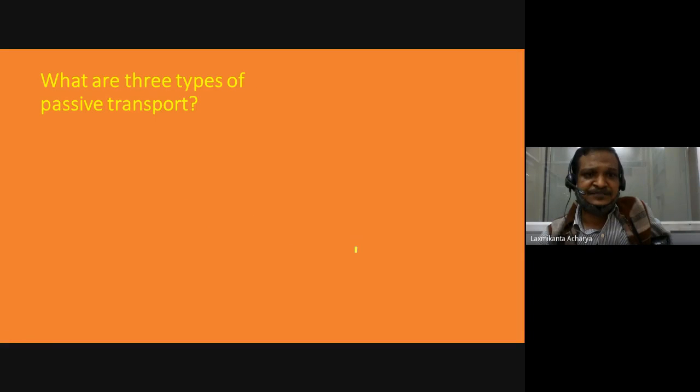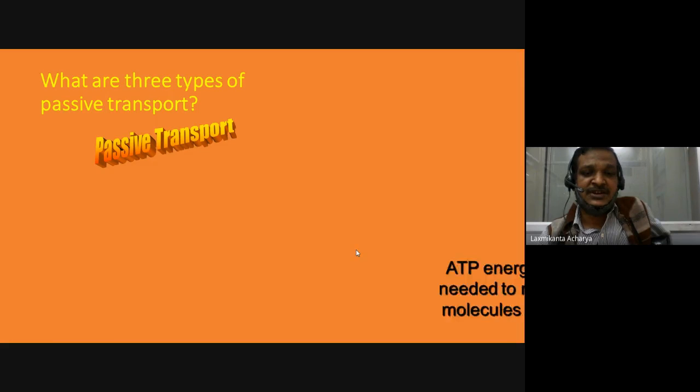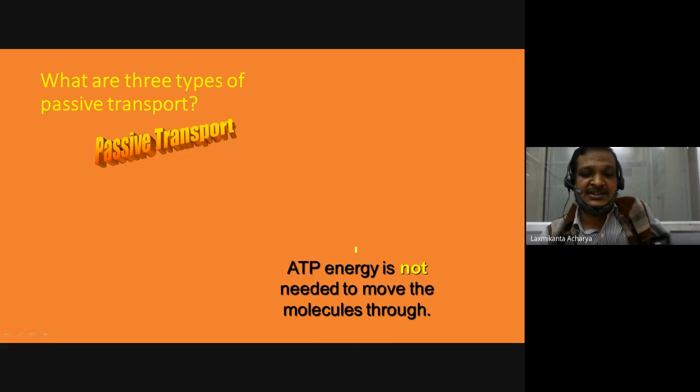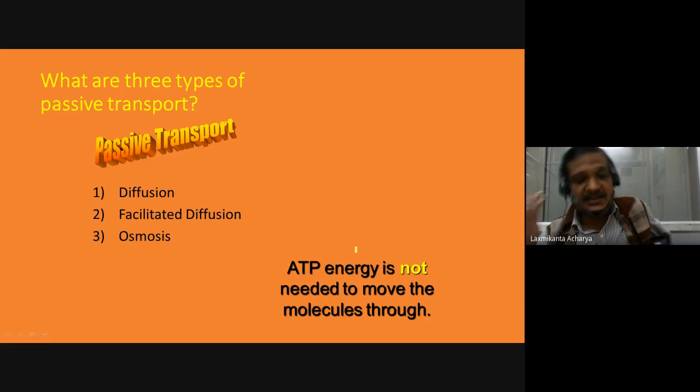Now coming to the different forms of passive transport, here you don't need any kind of energy, ATP is not required, and there is diffusion, there is facilitated diffusion, and there is osmosis. So these are basically the three processes through which passive transport takes place.